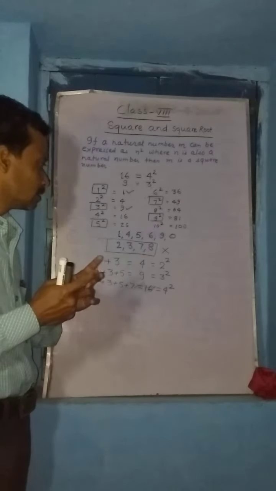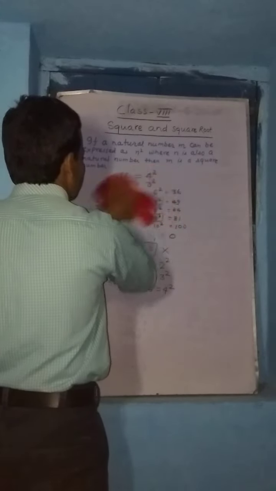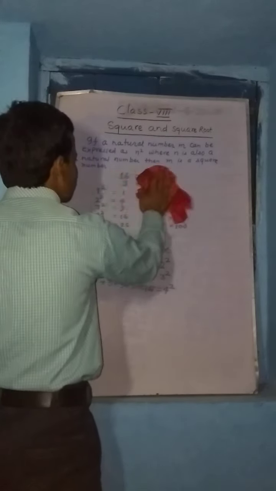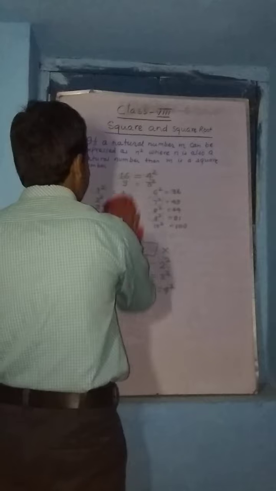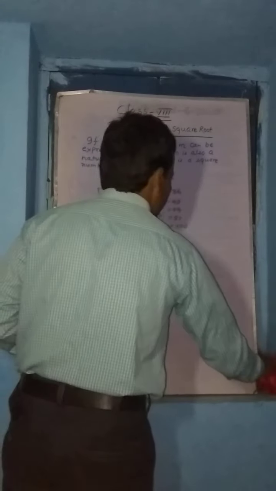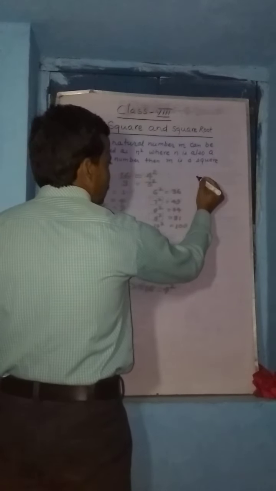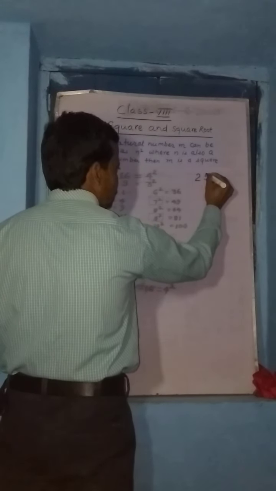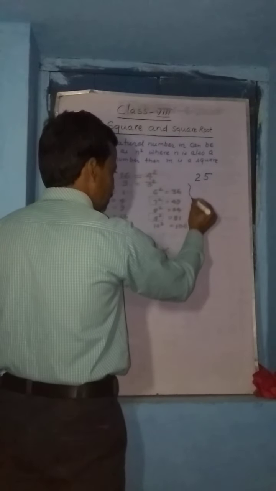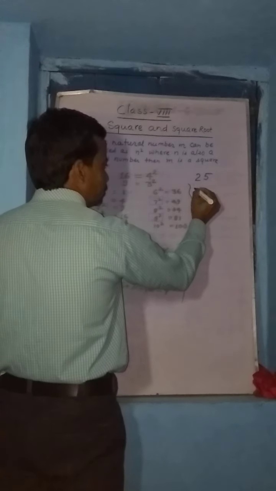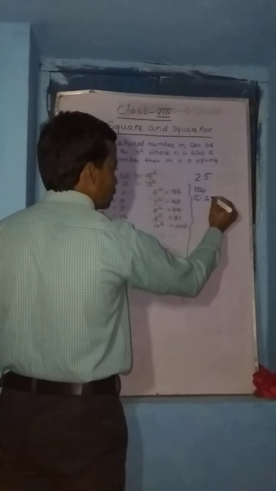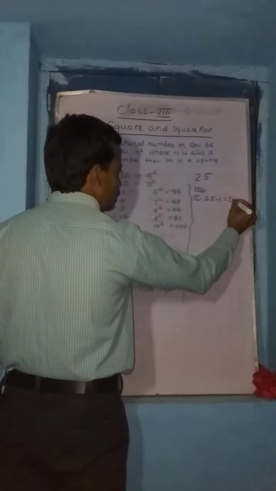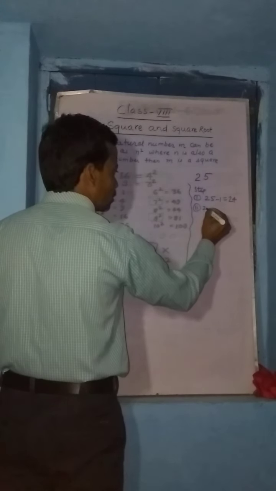This method is known as the repeated subtraction method. How can we verify the repeated subtraction method? If you have to find the square root of 25 by the repeated subtraction method, you can find it easily. First of all, in step one, we subtract the first odd number. This is 25 minus 1, 24. Then step 2, we subtract the second odd number.